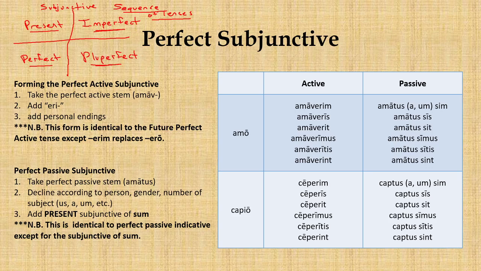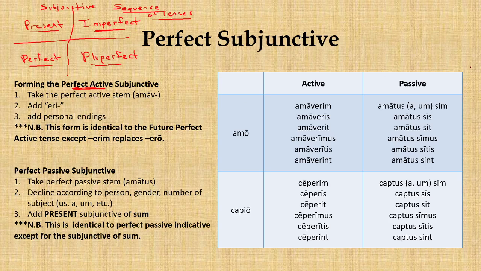All right, so now that we've talked a little bit about that, let's talk about how exactly to form the perfect active subjunctive and the perfect passive. This subjunctive form is fairly as simple as the other ones. There really isn't too much that's complicated on forming the subjunctive. It just takes sort of a fairly good hold on previous ideas and then sort of jumbling around things a little bit to make them work.